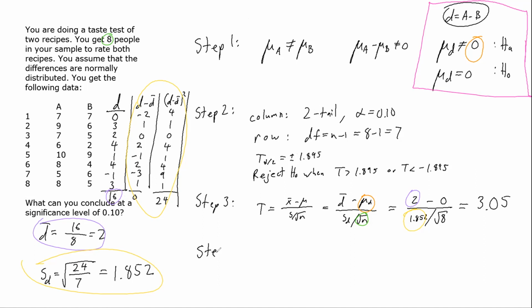Anyway, step 4 now is just the conclusion, which is easy enough. So 3.05 is bigger than 1.895, so we reject the null hypothesis. What did the null hypothesis say? The null hypothesis, remember, was this one over here. The null hypothesis said the mean difference equals 0. In other words, there's no difference between the two recipes. And we reject that. We have enough evidence that we are convinced that there is a difference between the recipes.